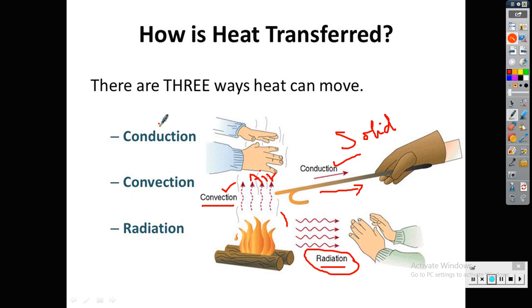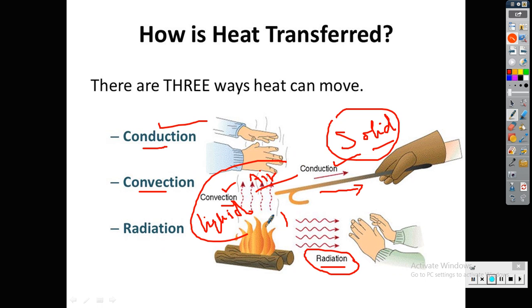So there are three types of heat transfer. First one is conduction, which is through solid material. Second one is convection, which is through air and liquid. If heat is transferring through air and liquid, that type of heat transfer is called convection. So here solid materials, and air and water.